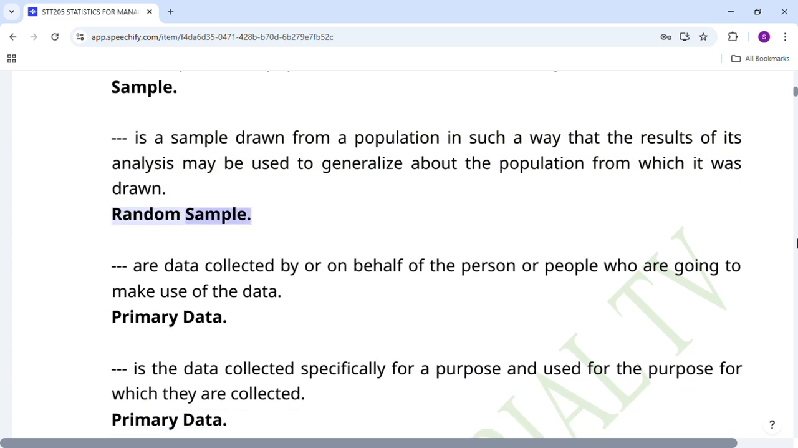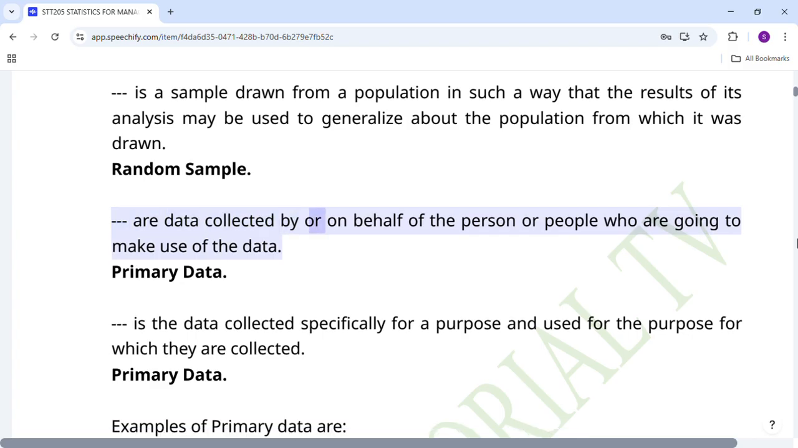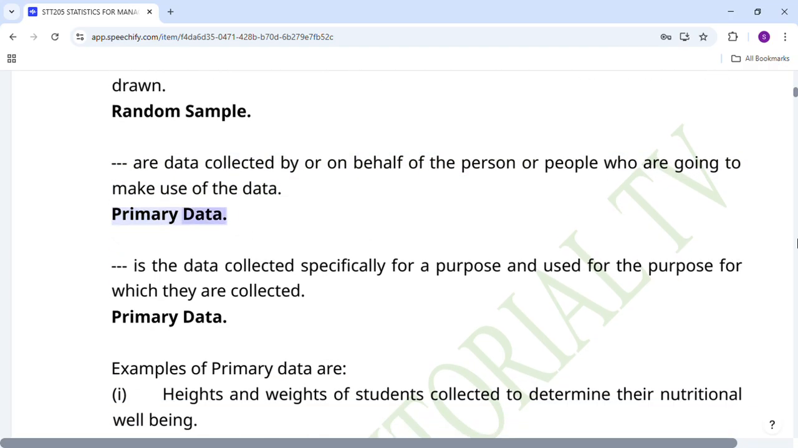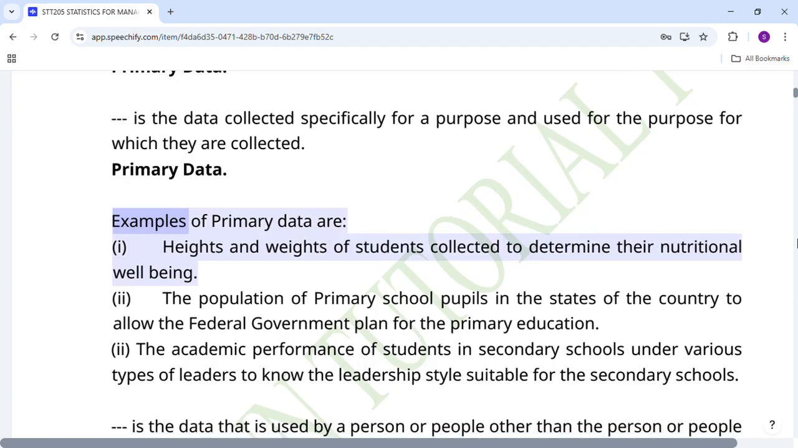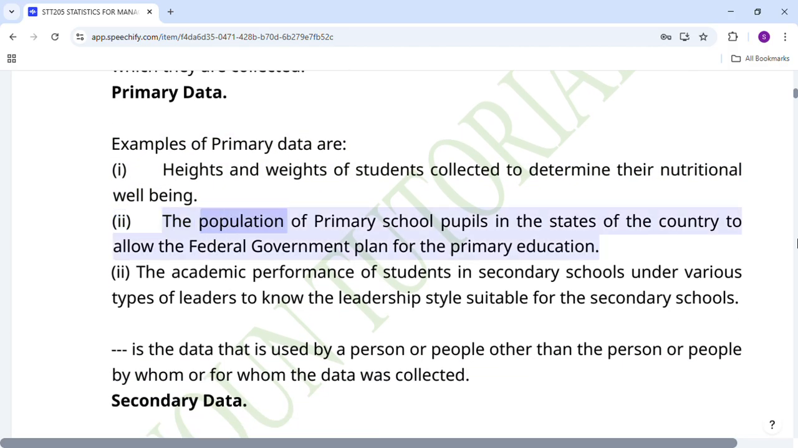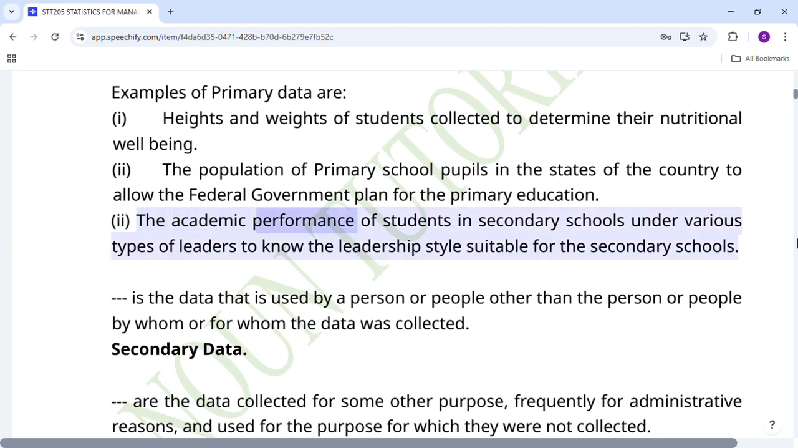Primary data are data collected by or on behalf of the person or people who are going to make use of the data. Primary data is the data collected specifically for a purpose and used for the purpose for which they are collected. Examples of primary data are: 1. Heights and weights of students collected to determine their nutritional well-being. 2. The population of primary school pupils in the states of the country to allow the federal government plan for primary education. 3. The academic performance of students in secondary schools under various types of leaders to know the leadership style suitable for the secondary schools.